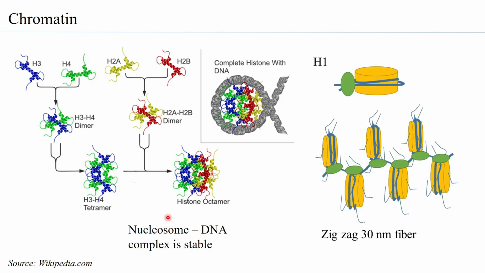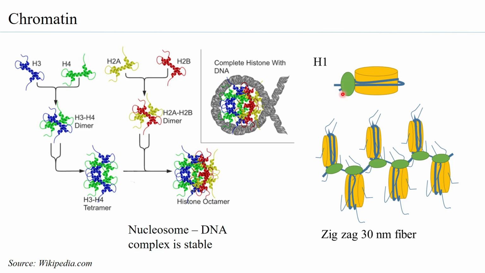Then the next level of condensation. You must understand this is only the first level of condensation. For the next level, you have another histone that binds at the site where the DNA enters one nucleosome and exits the nucleosome. So when it binds, it's almost like having a tie around a collar.